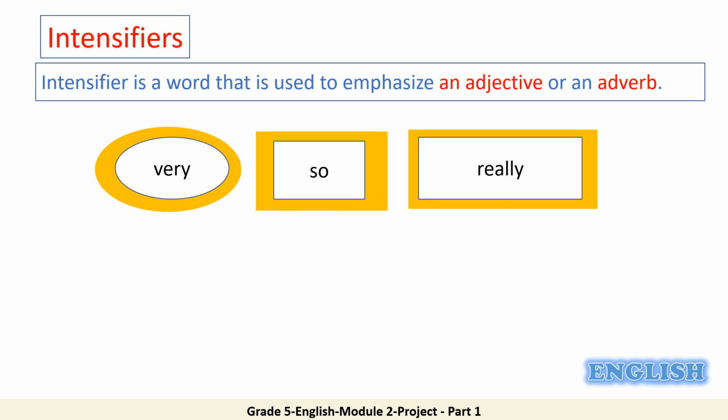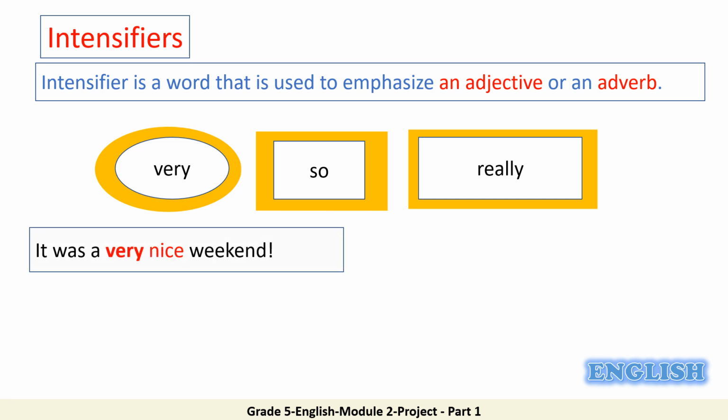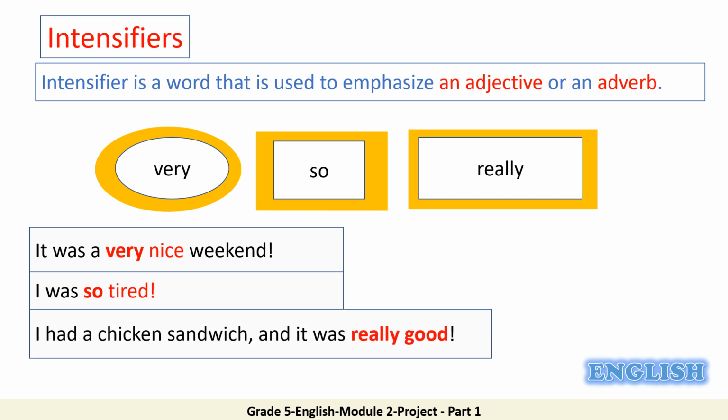Let's have some examples. It was a very nice weekend. I was so tired. I had a chicken sandwich and it was really good. Look at the words nice, tired, and good. All of them are adjectives and we use intensifiers before them to emphasize our feelings about something. And at the end of these sentences, we have to use an exclamation mark.